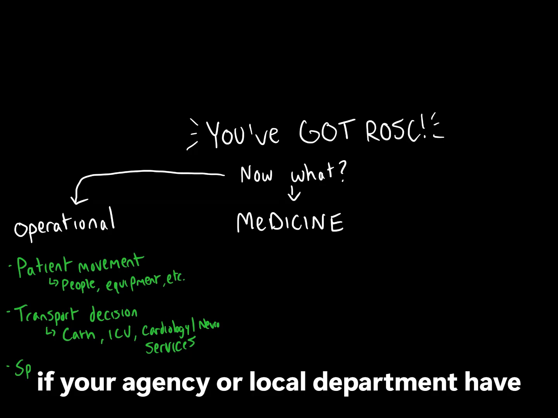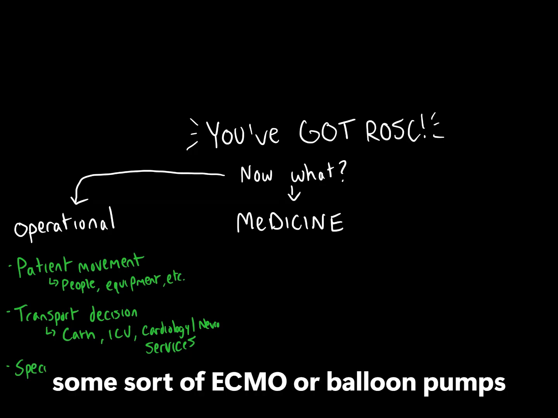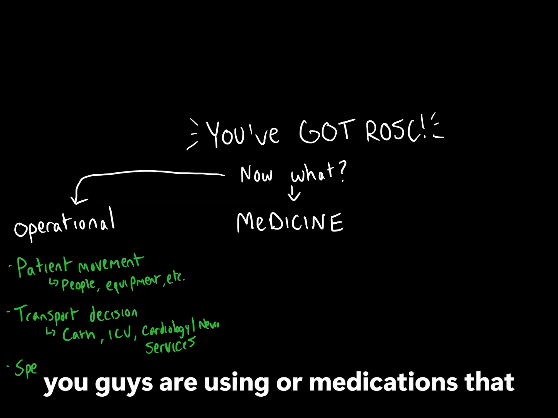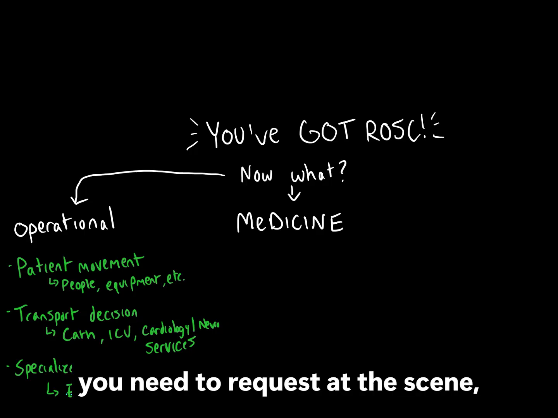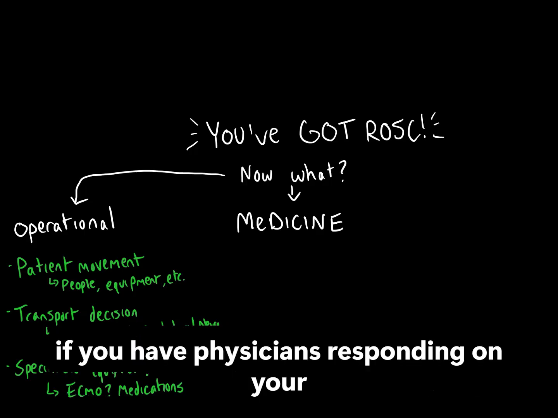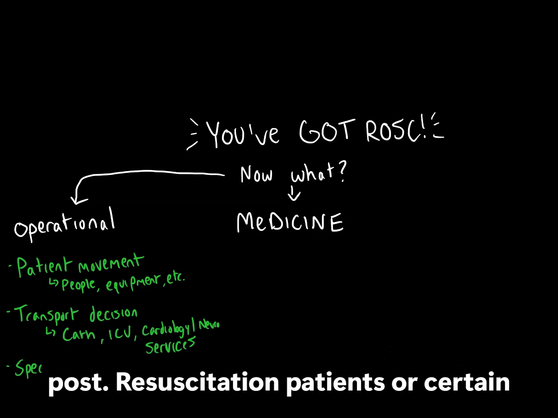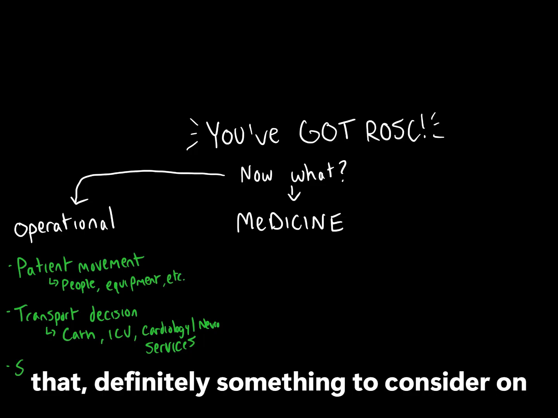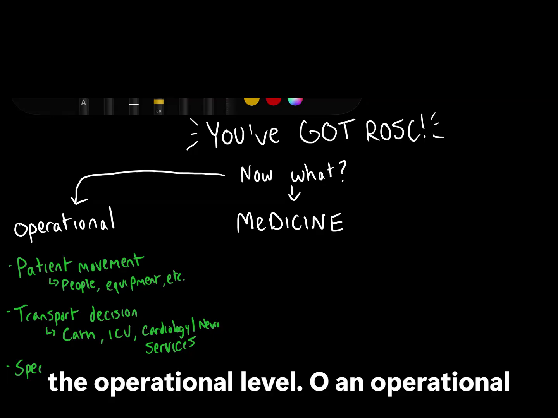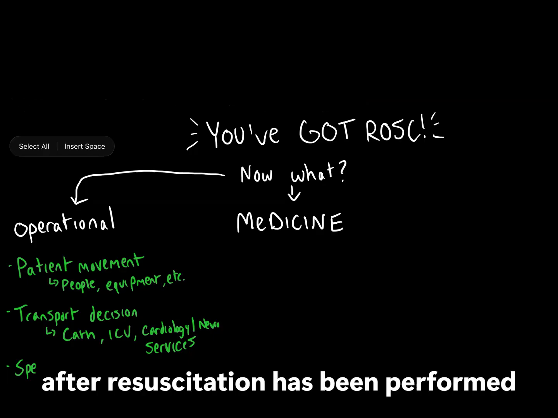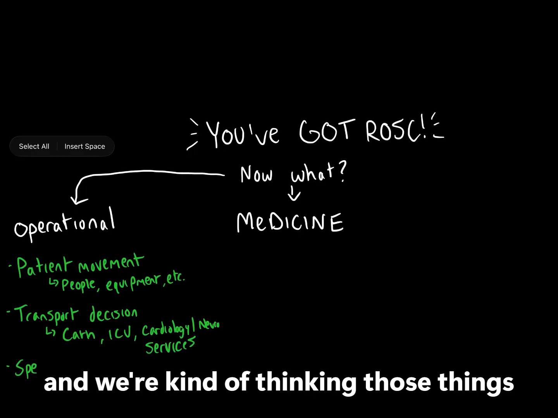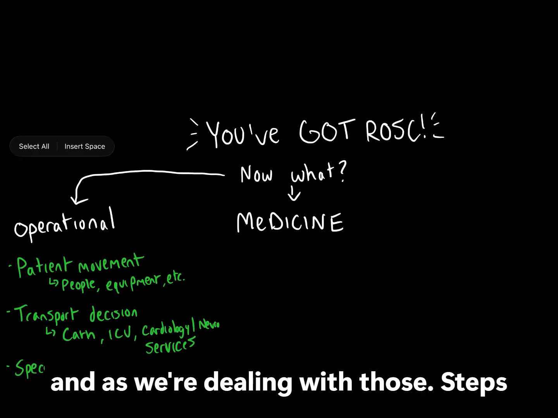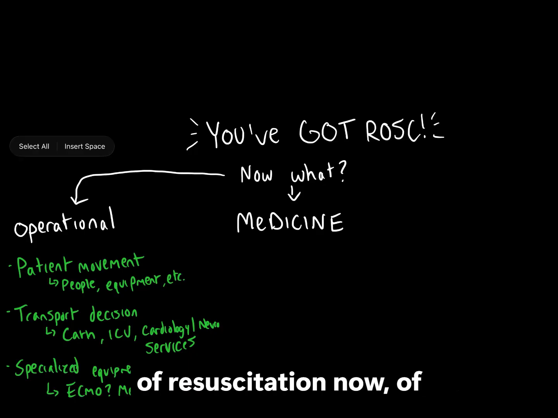So if your agency or local department have some sort of ECMO or balloon pumps or any sort of specialized equipment that you guys are using or medications that you need to request at the scene. If you have physicians responding on your post resuscitation patients or certain medications that you have access to with that, definitely something to consider on the operational level. So, operational thing is super important to think about after resuscitation has been performed. And we're kind of thinking those things as we're taking care of these patients and as we're dealing with those next steps of resuscitation.